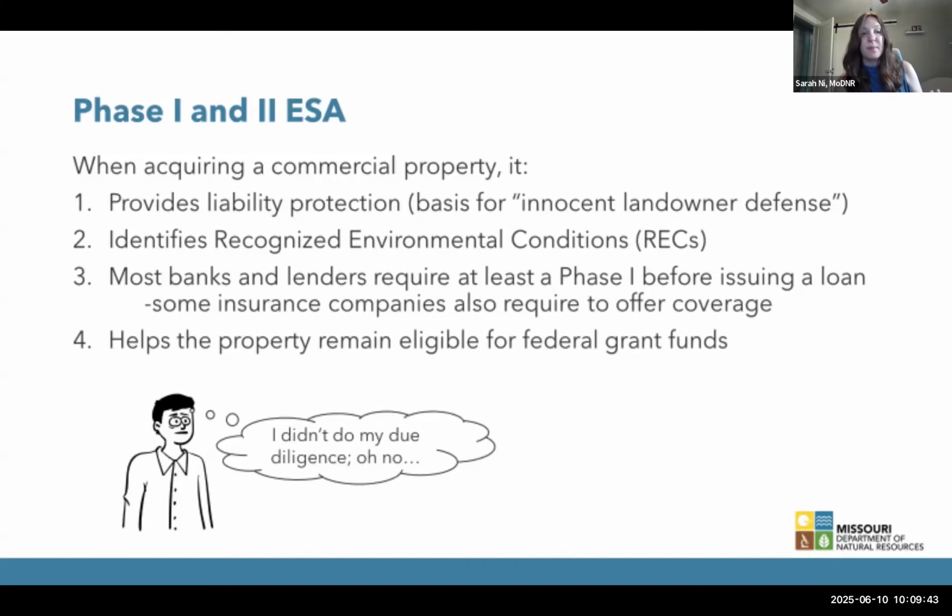Three, most banks and lenders require at least a phase one before issuing a loan. Some insurance companies will also require it to offer coverage. And then the final thing that it does that's really important, it helps the property remain eligible for federal grant funds. If you didn't get the phase one, or a phase two if needed, before you acquire the property, then you don't do what we call all appropriate inquiry, and that does void you from being able to have any sort of federal cleanup dollars for that property.